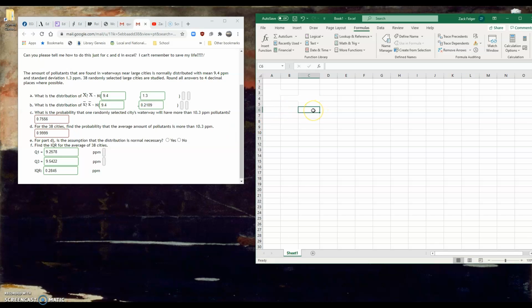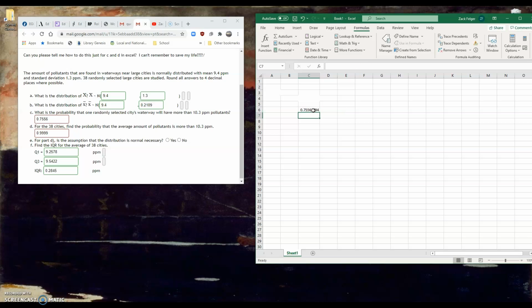Alright, so for parts C and D, you are using the norm.dist function. Now, your x is going to be the 10.3. Your mean is going to be the 9.4. Standard deviation for part C is going to be the one you're given in the initial problem, so 1.3. And then cumulative is always 1.